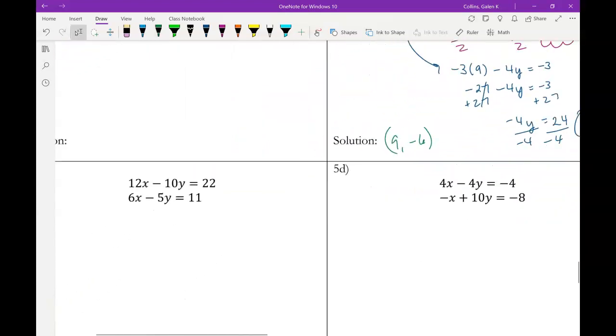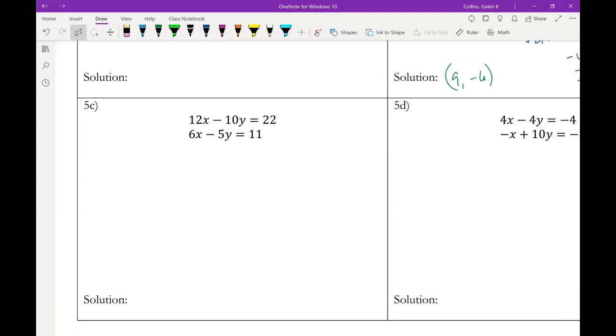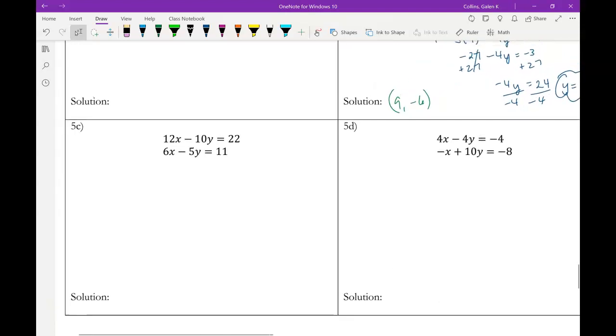Okay, let's look at maybe just one more. Let's look at 5c. So the bottom examples, what I notice is I don't have something really nice and easy. I don't have in either 5c or 5d a case where all I have to do is multiply by a -1. But we can multiply one or both equations, or divide both equations by a number to generate opposite terms. So in 5c, I could divide my top equation by -2. I could divide every term by -2. I could divide by +2 and just deal with the negatives as I go.